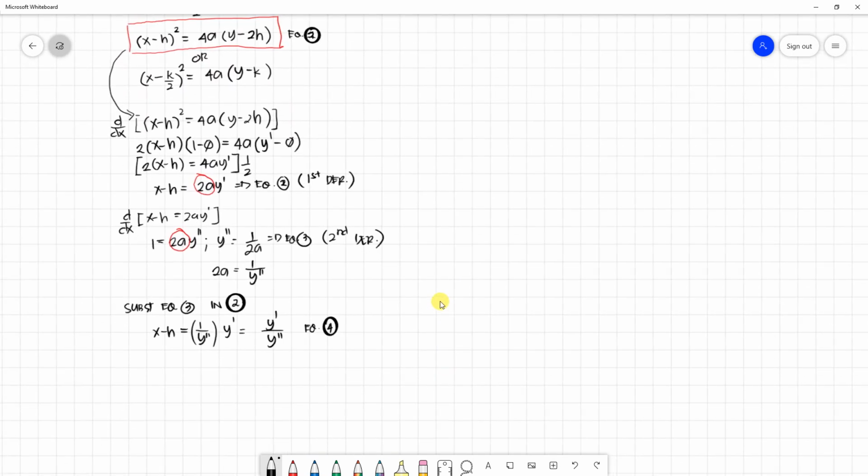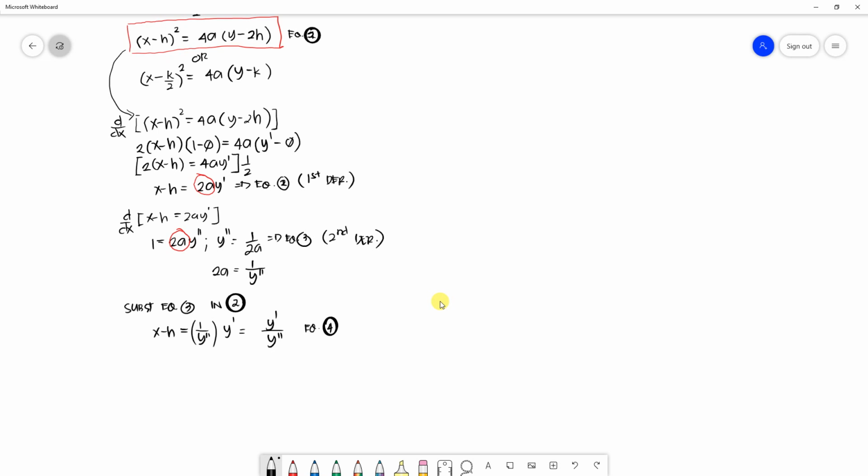Okay, so if this is equation number 4, we can substitute equation 4 in equation number 1. So we have (x minus h) squared. Papalitan ko na siya ng (y prime over y double prime) squared, equals, okay, yung 4a, pwede na ba natin palitan si 4a? Tapos meron pa rin siyang h, 2h. So saan natin pwedeng kunin si 4a at saka si 2h?